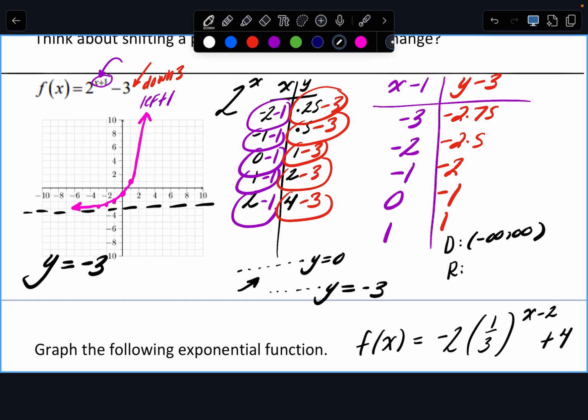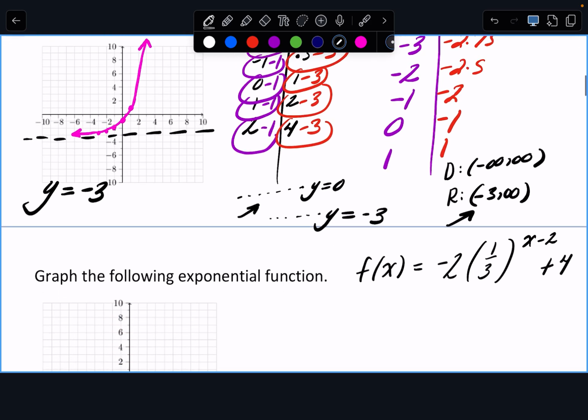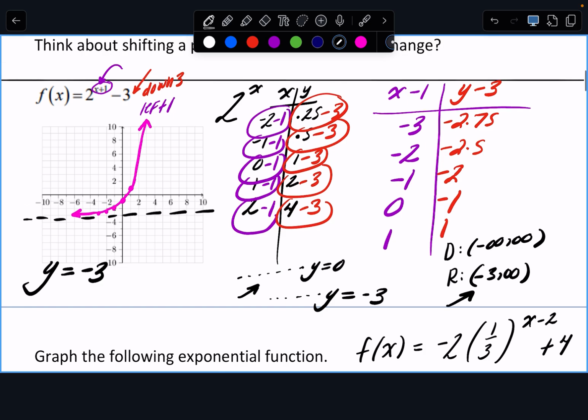Domain is negative infinity to infinity, and isn't the range now negative 3 to infinity? Okay, make sure you use a parenthesis because this is a horizontal asymptote that is not included and is not crossed. So, okay, let's do another one. If there's questions on that, you got to ask them now because now we're just going to do one more, a little more hard.